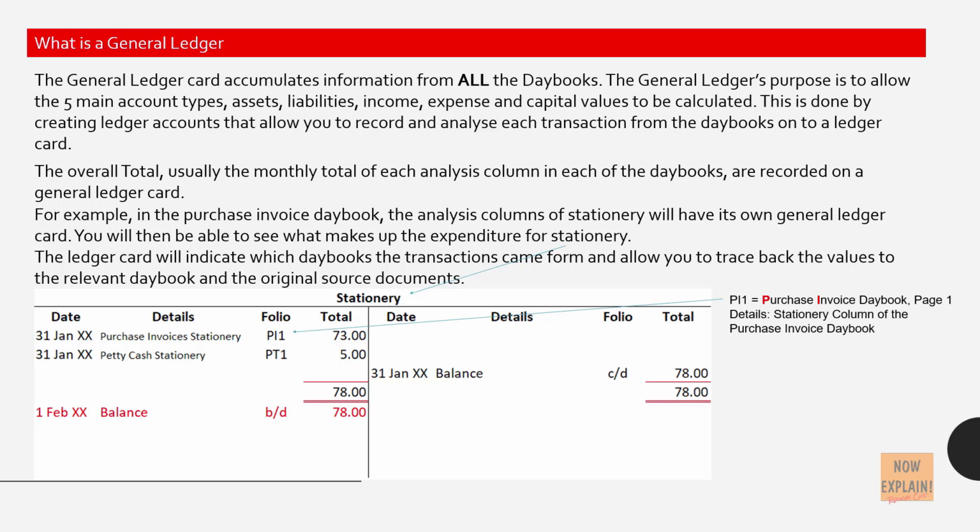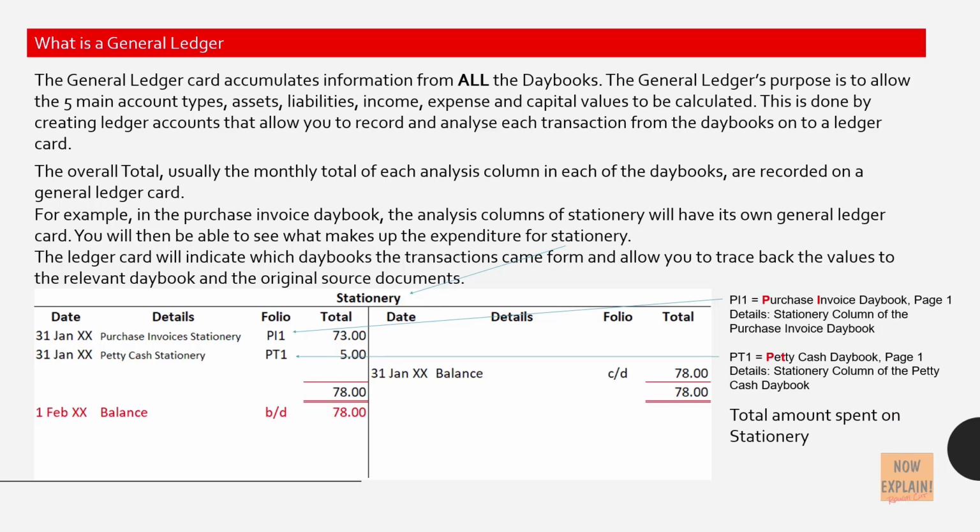So in this case, PI1 is the purchase invoice daybook page 1. The details are the stationery column of the purchase invoice daybook. PT1, petty cash stationery, from the petty cash daybook page 1, details the stationery column of the petty cash daybook. The total amount spent on stationery is then shown at the end.